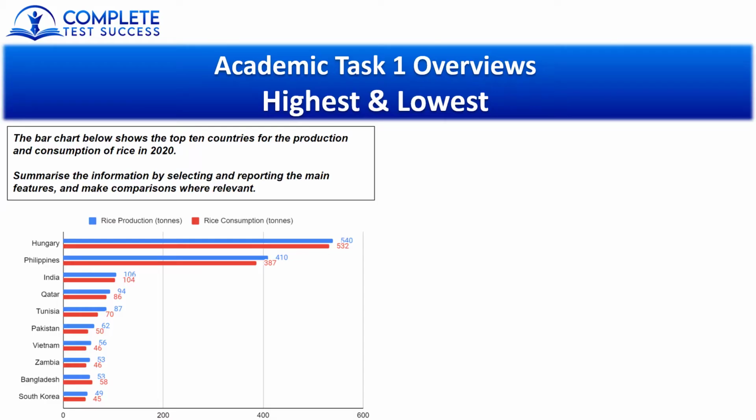Next, we're going to look at questions that have just 1 year in the graph, and that means that we're organising the categories according to which ones were highest and which ones were lowest. As you can see, all the data in this question is for 2020, which means we're looking for the highest and the lowest categories. In this chart, Hungary has the highest figures for rice production and South Korea has the lowest. And for rice consumption, Hungary also has the highest figure and South Korea also has the lowest.